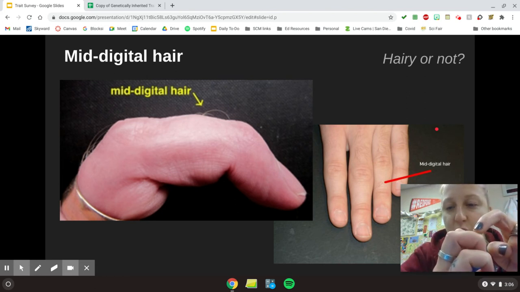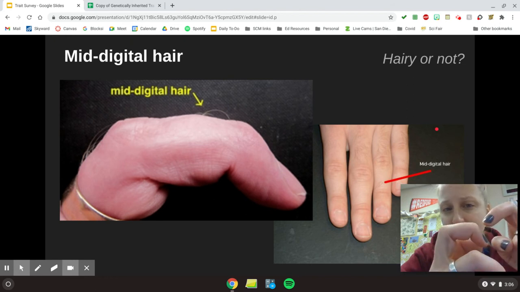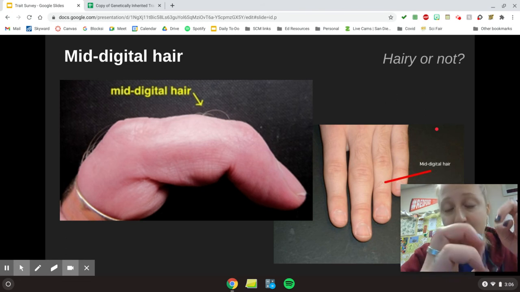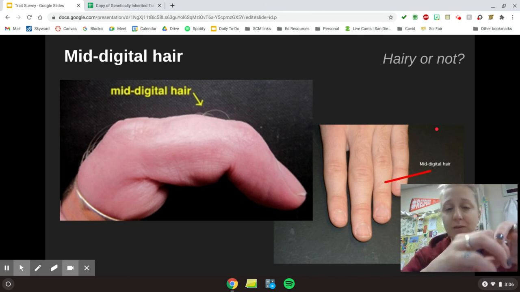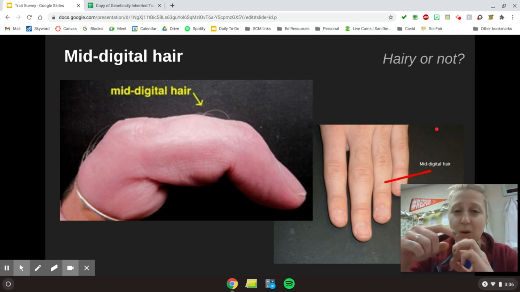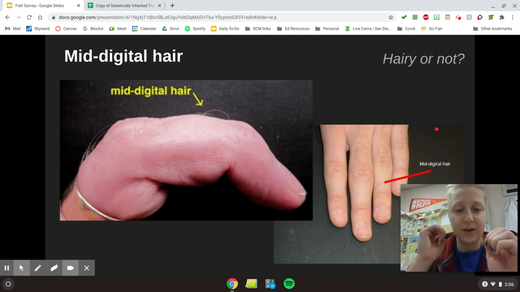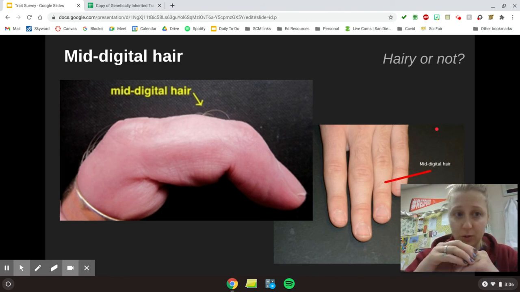Now, I find that it usually shows up most on the ring finger. You may see it elsewhere, but I definitely have the most on my ring finger. I have a little bit on my pinky, and I think I might have one on my middle finger. I don't really have any on my index finger. I find that most people, if they have it, it'll show up the most on their ring finger. Could be anywhere. Even if you just find one hair on one of your fingers, count yourself as having mid-digital hair, okay?